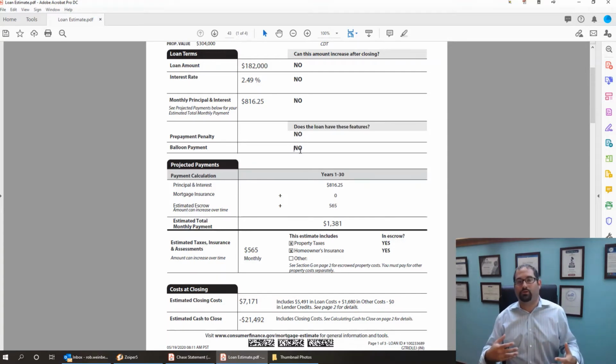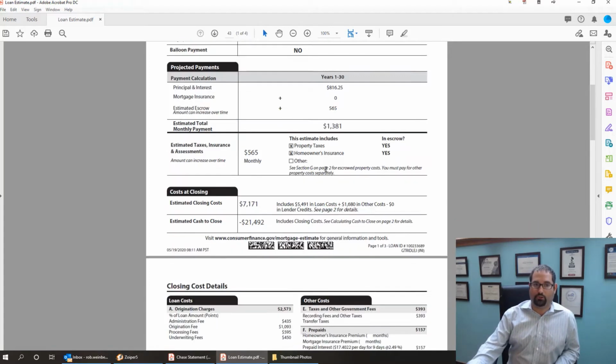So the way a balloon works is that at some point during the loan, they're going to make it due in full. Really, I don't see balloon payments very much anymore. So if this says yes, it's something you're going to want to question. It's something to be concerned about, because you don't want a balloon payment. It can put you in a very difficult circumstance. And if you are getting one, know what you're getting into. Talk to your loan officer.